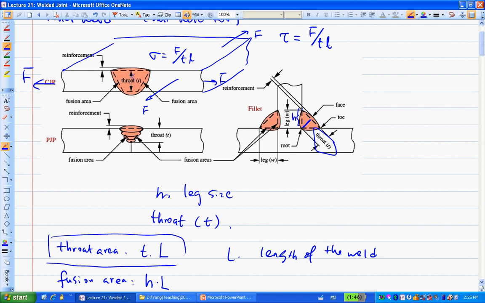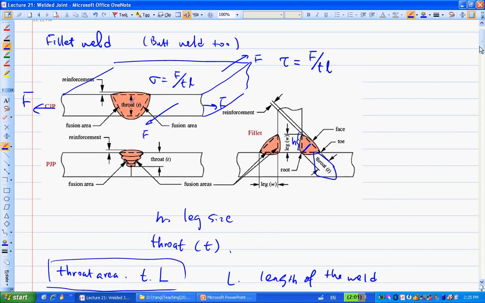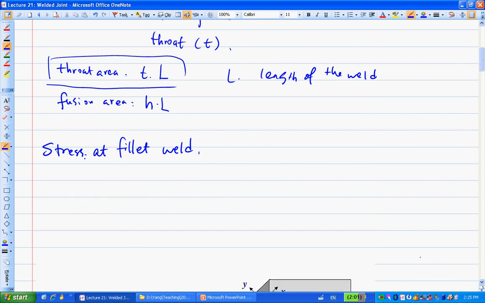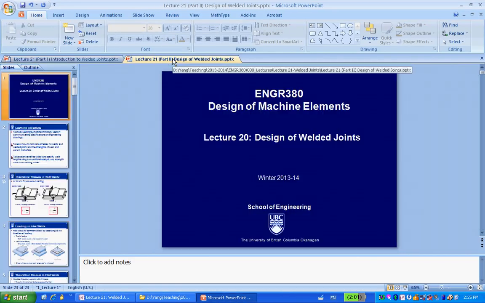So that's the butt weld. That's the type of stress that you will see, and it's very simple. Is that good? Right. So let's focus on the fillet welds. Basically, what will be the stress at the fillet welds? Examples like this. I'll show you a couple of pictures first, and then we'll look at the technical parts.